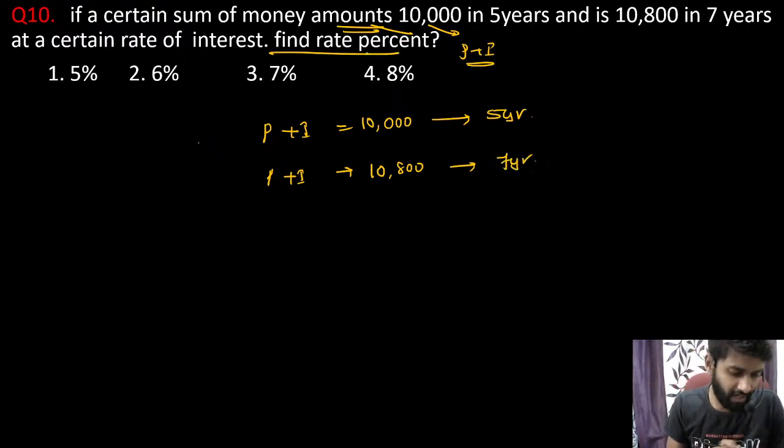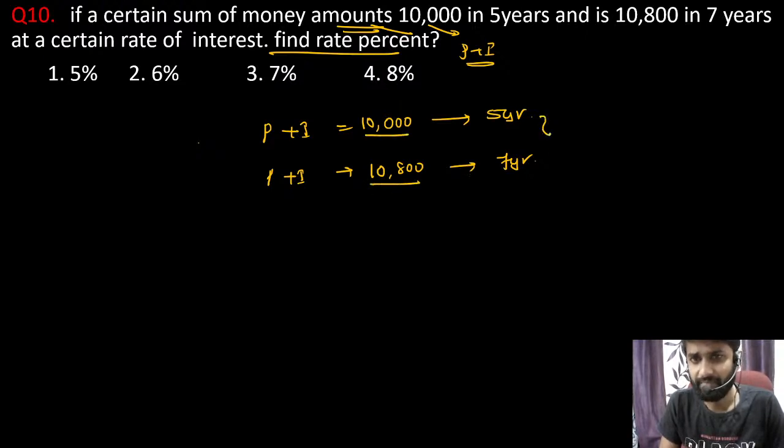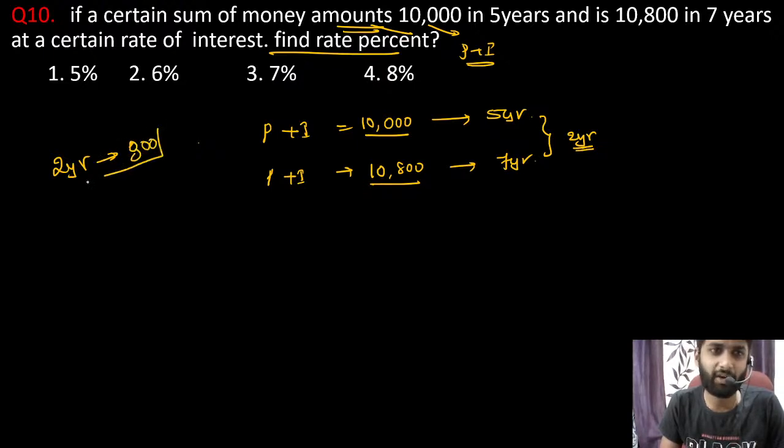See, if you want rate of interest, definitely you need to calculate it for principal. Then what is your observation? See, 10,000 become 10,800. The value increases within the duration of 2 years. Now what is your observation? For 2 years, it earns 800 rupees as interest. Now see, for 2 years is equal to 800. Now you just calculate for 5 years.